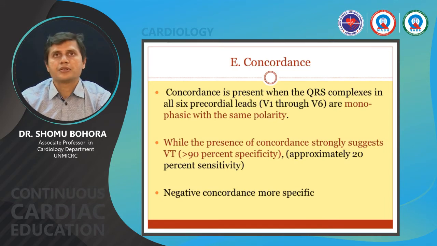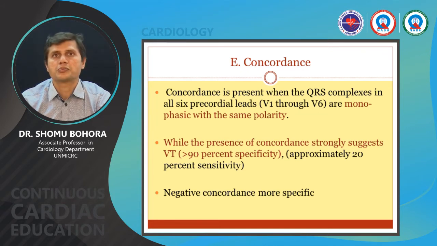The next differentiation would be on concordance. So concordance is present when QRS complexes in all 6 precordial leads, that is V1 to V6, are monophasic with the same polarity. The presence of concordance suggests that this broad complex tachycardia would be a ventricular tachycardia with 90% specificity, but sensitivity is low.